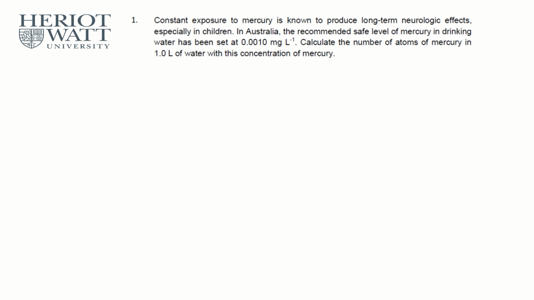Now, when they mention the number of atoms, it is about the Avogadro constant. So how to calculate the number of particles? Avogadro constant multiplied with the mole. So first we need to find out the mole of mercury in that concentration given, and then we can get the number of atoms. So first of all, we have 0.001 milligram per liter.